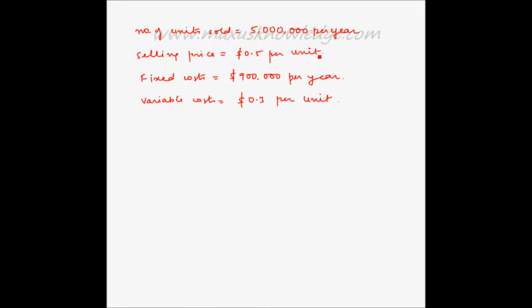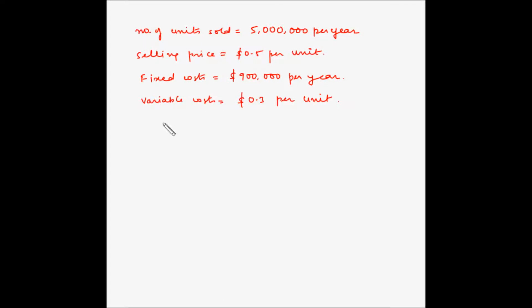So the information given to us in this example is that the number of units sold is 5 million per year. The selling price is $0.5 per unit. The fixed cost is $900,000 per year and the variable cost is $0.3 per unit. Now we have to find out the impact on the break-even point if there are changes in this information. So let's first find out the break-even point with this information.